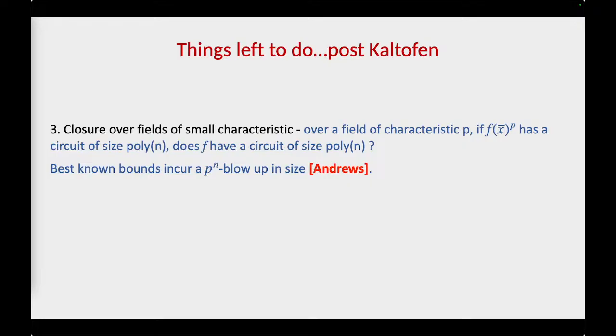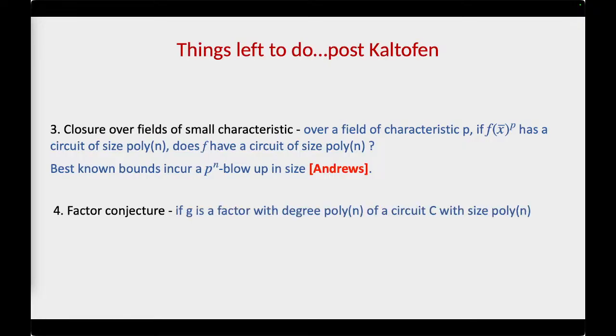So if f to the p has a circuit of size s, then we know that f has a circuit of size p to the n times s. This is the result of Robert from a few years back. The fourth question is the factor conjecture, which also came up yesterday in Anakin's talk.